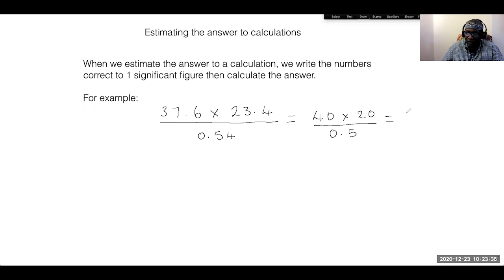And then once you work that out, 40 times 20 will become 800. 800 divided by 0.5, your answer will be 1,600. You see how that's done? What we did, we made sure that every part of the question we converted to one significant figure. All right, let's have a look at another example.